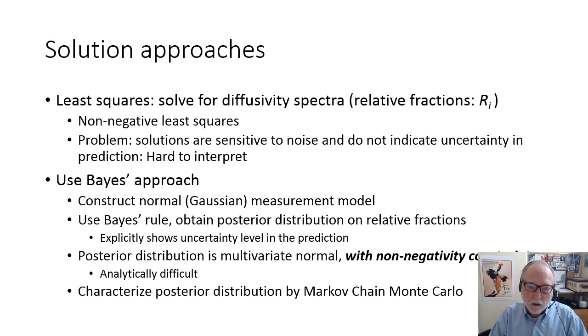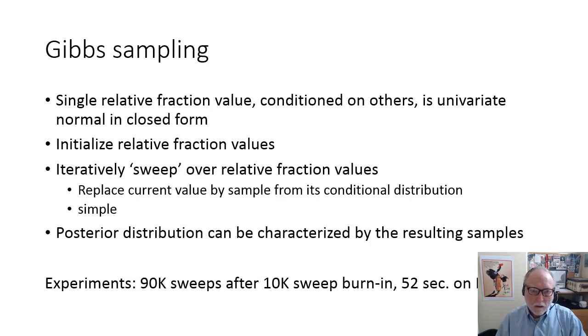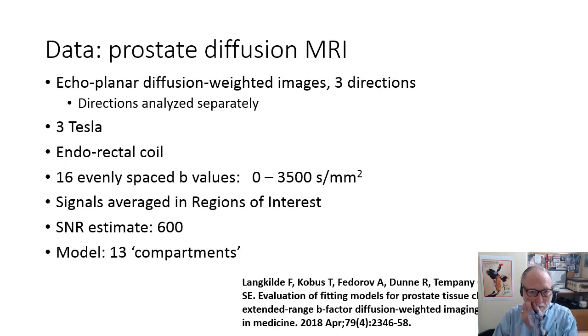So instead, we characterize the posterior by using Markov chain Monte Carlo. In particular, we use Gibbs sampling, which is not too hard to apply in this situation. It makes iterative sweeps over the relative fractions, replacing each current value by a sample from its conditional distribution, conditioned on all of the others.